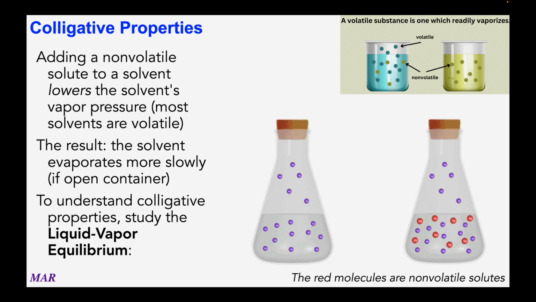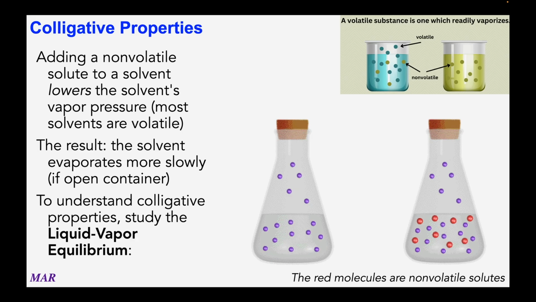They're both capped, but the left-hand side has only purple solvent molecules. And you can see that there are purple solvent molecules in the liquid, and there's also purple solvent molecules above the liquid. So the ones above the liquid would be the vapor pressure, and the ones dissolved in the liquid there, those would be the solvent molecules.